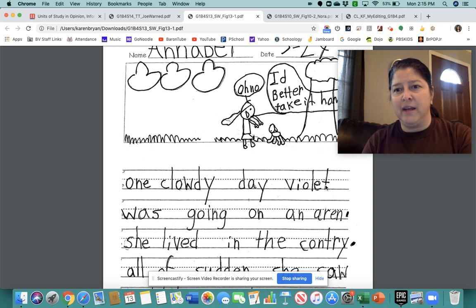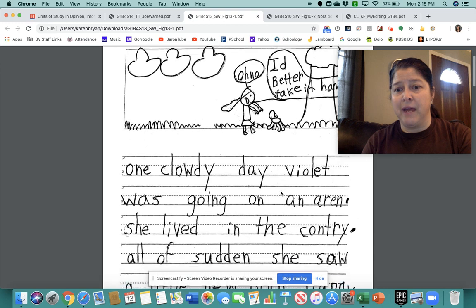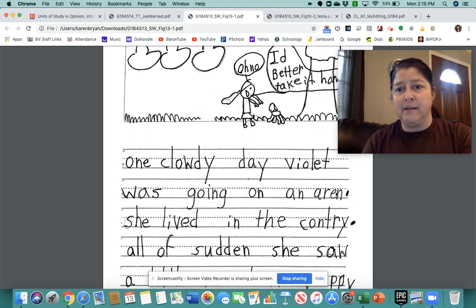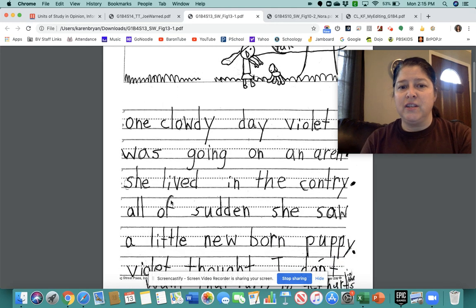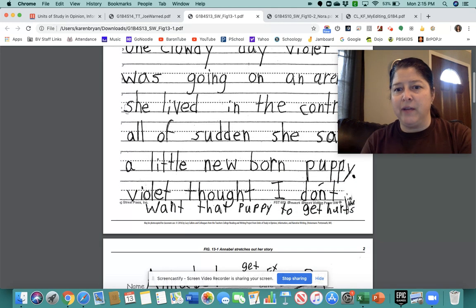She's also going to have to look at capital letters in names, okay? Now, if I look, she's got some periods here at the beginning. But remember, every time we have a period, the next letter, at the beginning of a sentence, should be a capital letter. So she's going to have to really work on those capital letters.